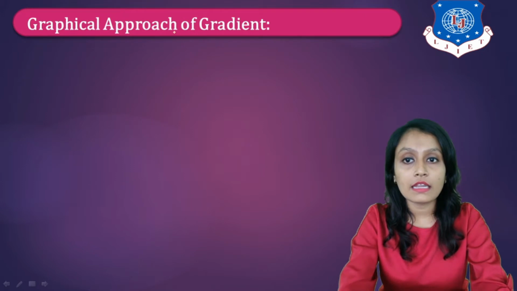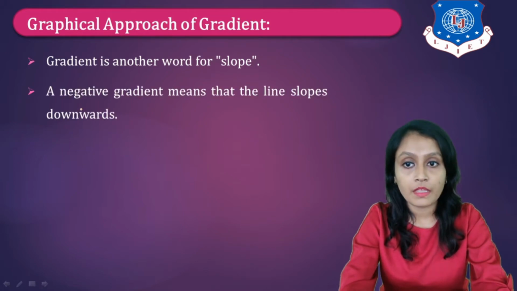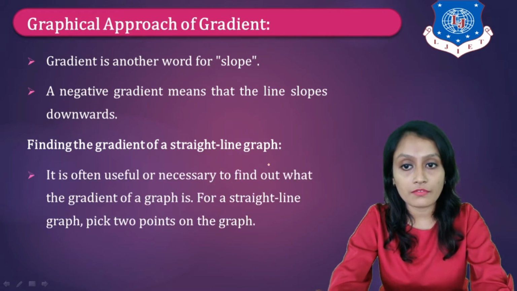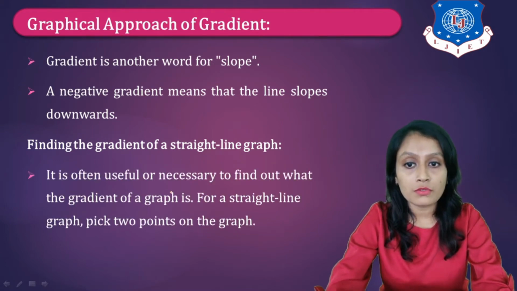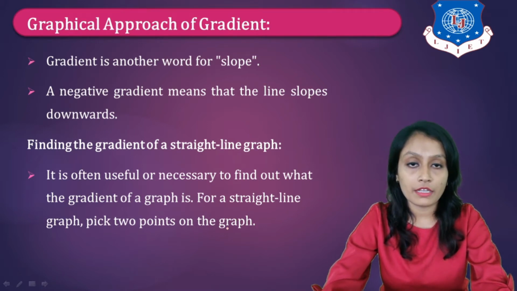Now, let's see the graphical approach of gradient. Gradient is another word for slope. A negative gradient means that the line slopes downwards. Now, let's learn the method to find the gradient of a straight line graph. It is often useful or necessary to find out what the gradient of a graph is. So, for a straight line graph, let's pick 2 points on the graph and we will find the gradient.